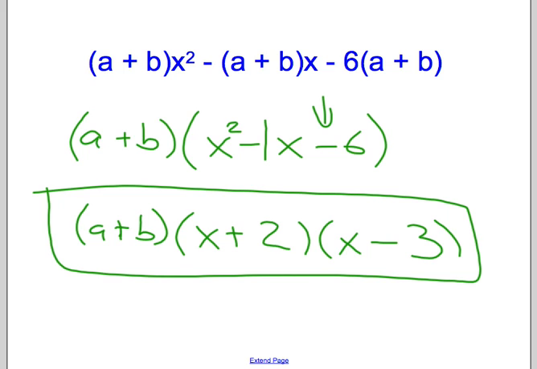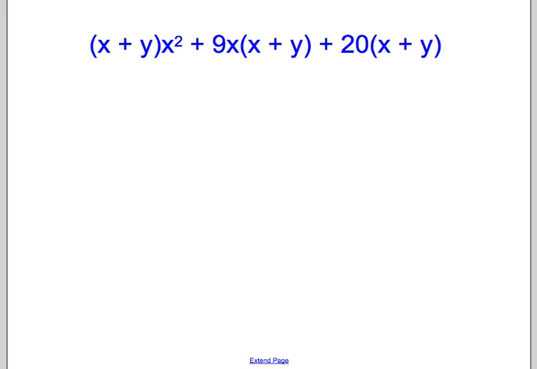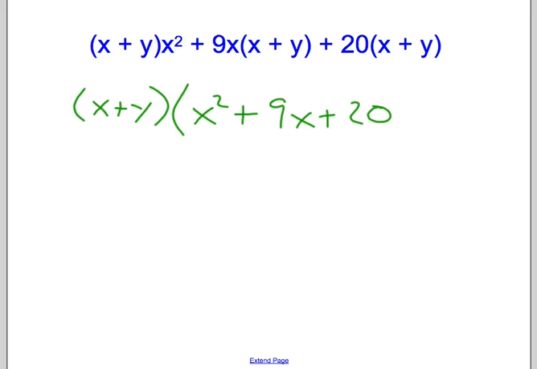In some ways, I'm guessing it will be easier, because for some reason it's easier to spot something in parentheses that looks the same. On this one, our common factor, again, is the sum, so it's x plus y. And we take that out of each term, we get x squared plus 9x plus 20 as our trinomial.